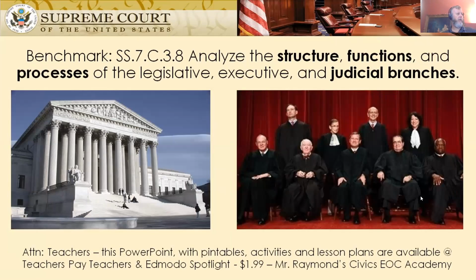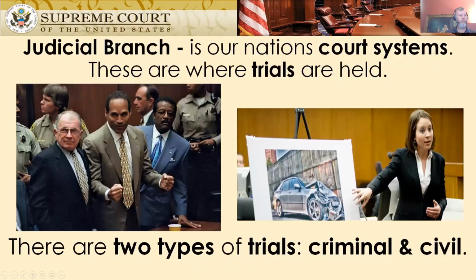Here we can see on the left a picture of the front of the Supreme Court. Some people are sitting there on the steps. This is a picture of the judges during President Obama's time in office. They are different now, but you can at least see the Supreme Court justices. So let's go straight on in. What is the judicial branch is our first question. Here we can see this is where our nation's court systems exist and where trials are held.